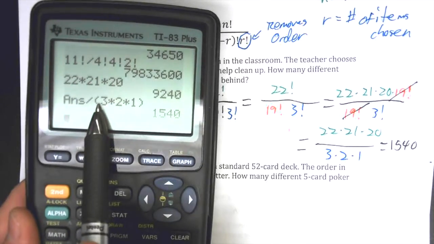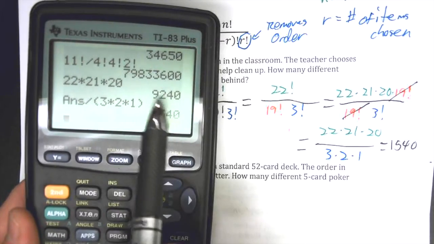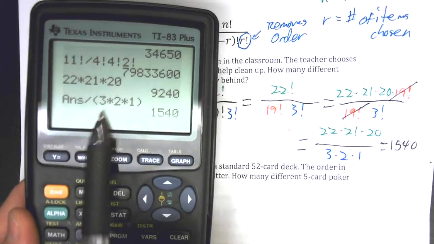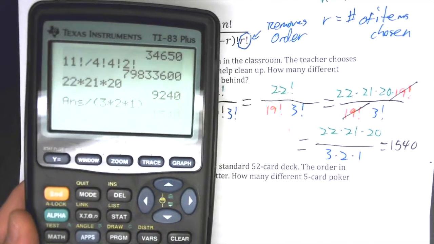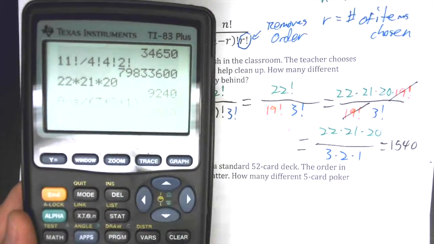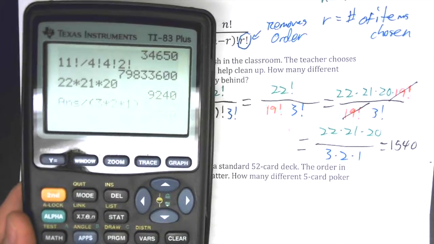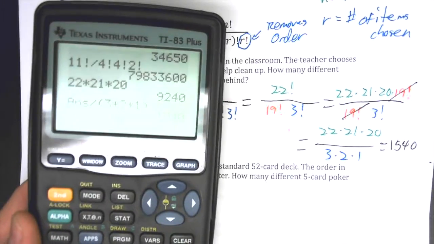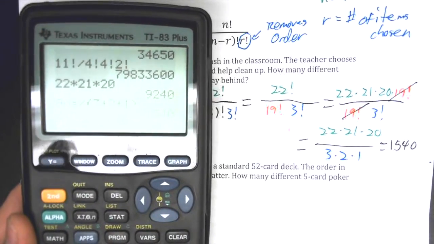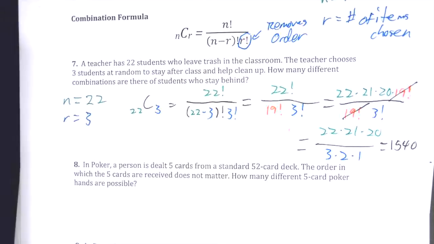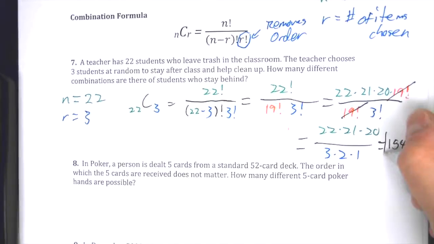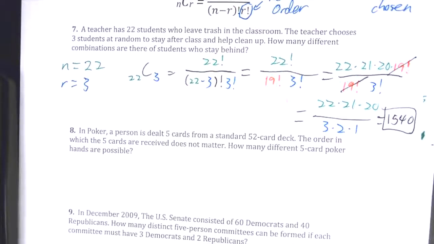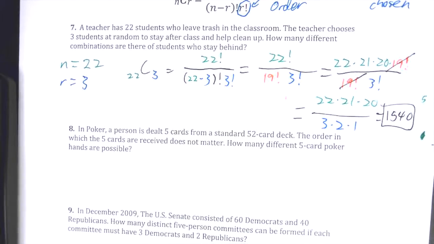If you don't use the parentheses, what it's going to do is take 9,240, divide it by 3, and then multiply it by 2. You want to make sure that it's dividing by 6 rather than just dividing by 3. So that ends up with 1,540 different combinations of students that the teacher could choose to pick up trash in the classroom after class. Yeah, it's a lot of different ways. Any questions about how we got 1540?